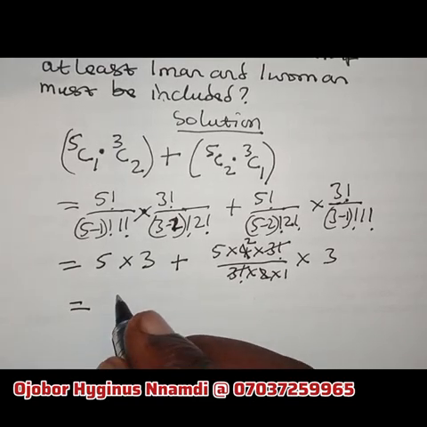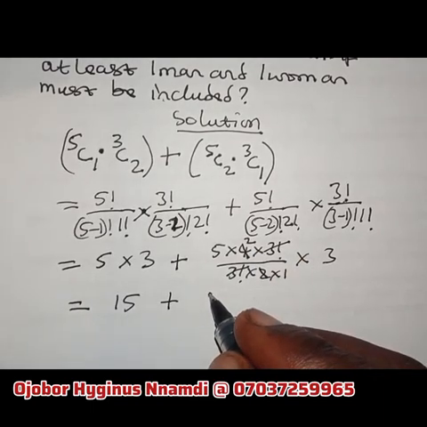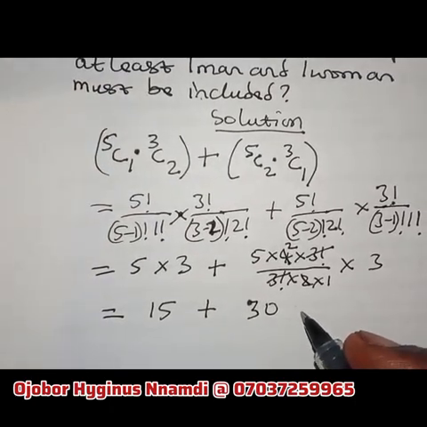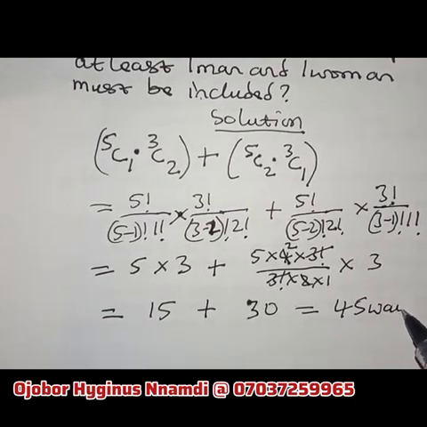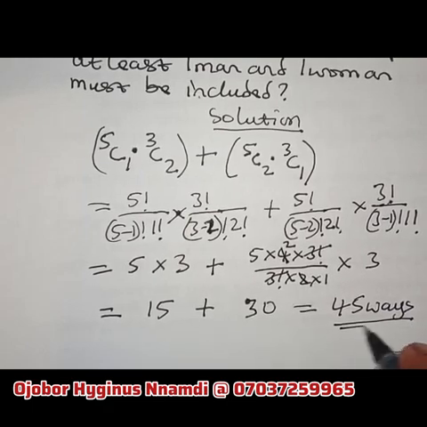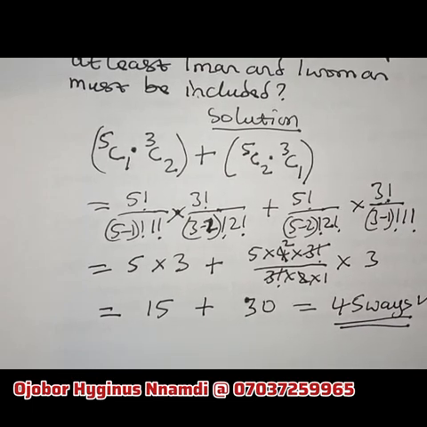So we are going to have 5 times 3 is 15, plus 10 times 3 is 30. 15 plus 30 will give us 45 ways. So there are 45 ways of selecting 3 persons from 5 men and 3 women, such that at least 1 man and 1 woman must be included. See you in our next class.